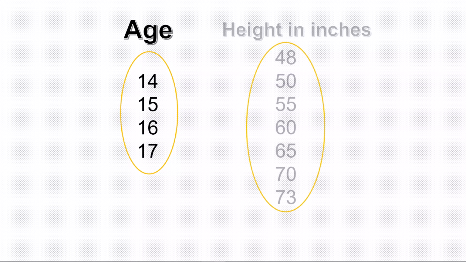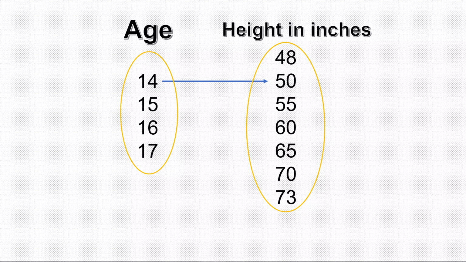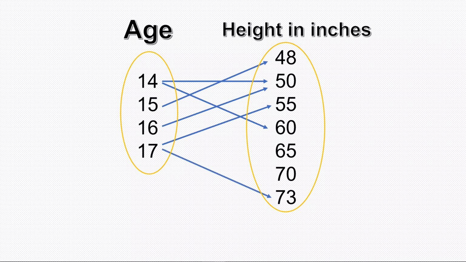Suppose there is a group of 8 students, ranging in age from 14 to 17. This means there are at least 2 students the same age. They are measured for height in inches, and the resulting numbers are shown on the right. A 14-year-old measures 50 inches, a 15-year-old measures 48. Another 14-year-old measures 60 inches, a 16-year-old 50 inches, a 17-year-old measures 55, another one 73, another one 70, and finally another 15-year-old measures 65.